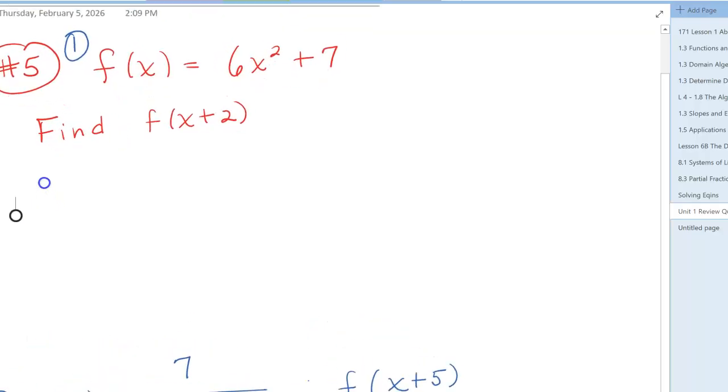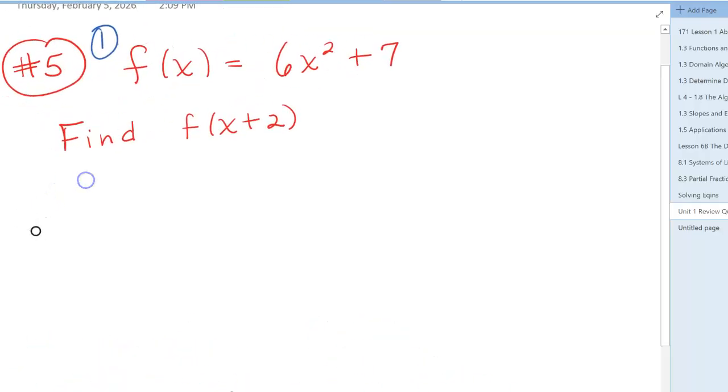So let's start with this one. Our function is f of x is equal to 6x squared plus 7, and we're asked to find f of x plus 2. To do that, we're going to take this function, and wherever there was an x, we're going to replace it with x plus 2. So think of the function as a template, and then I'm going to plug in x plus 2 here.